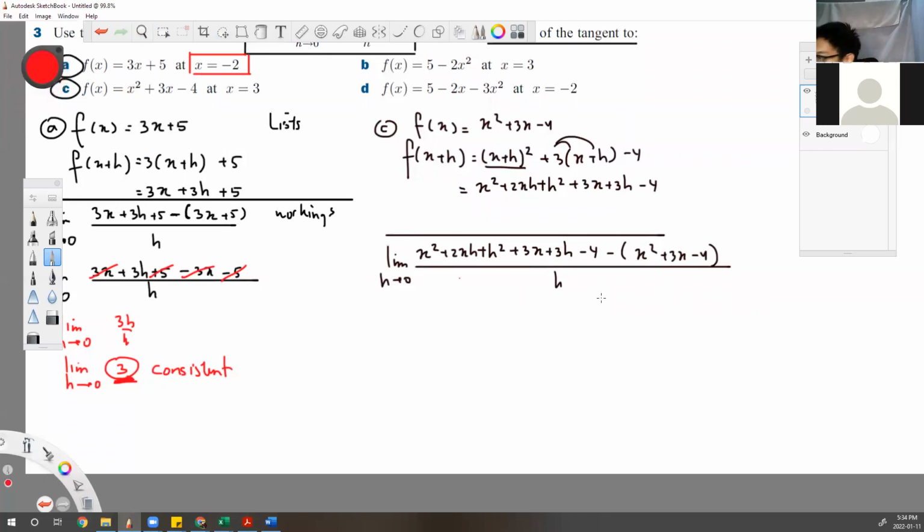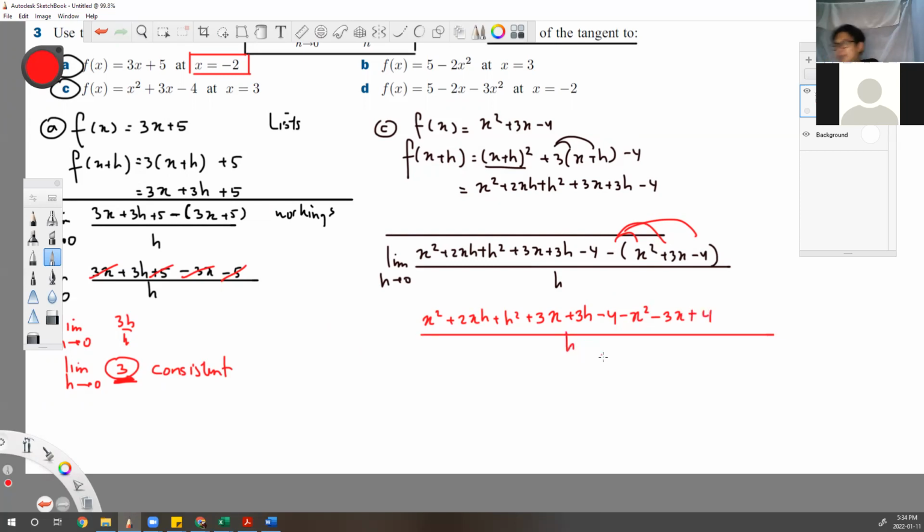Okay, open the bracket. If I open the bracket, do it slowly. x squared plus 2xh plus h squared. I just realized if you are insecure about what you do, you can follow my idea. Open one by one. But if you're confident enough, no problem. You can just cross out like I did in the previous explanation on the whiteboard. Minus x squared minus 3x plus 4, over h, right?